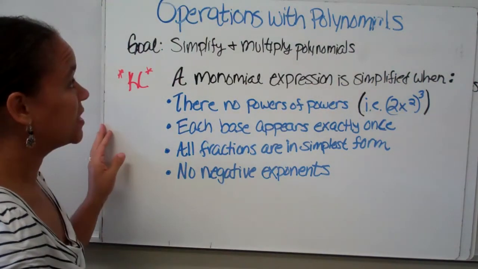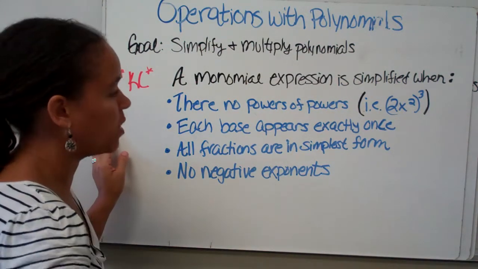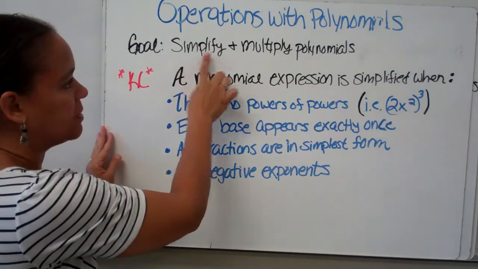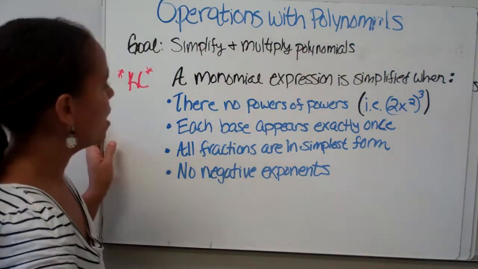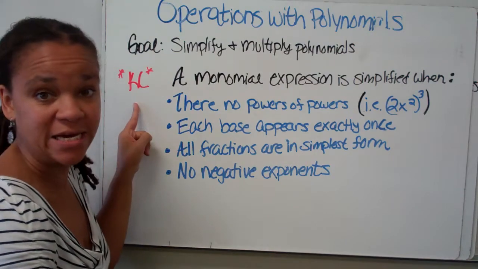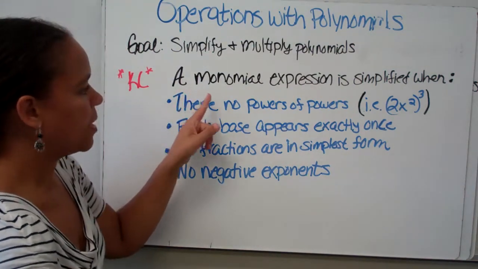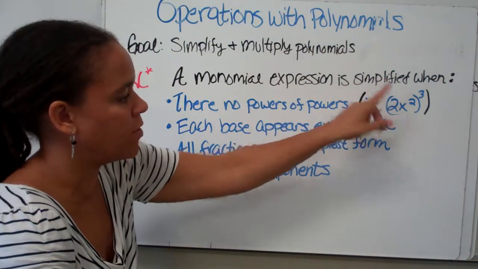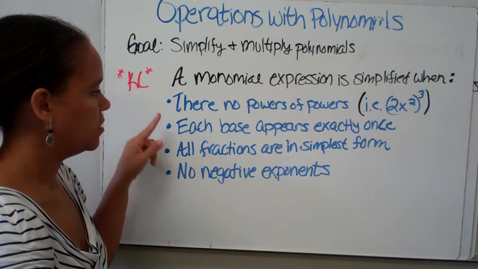Hi, it's Mrs. Pope, and today we're going to be talking about operations with polynomials. Our goal is to simplify and multiply polynomials, and we have a KC, a key concept, and that is a monomial expression is simplified when these conditions are met.